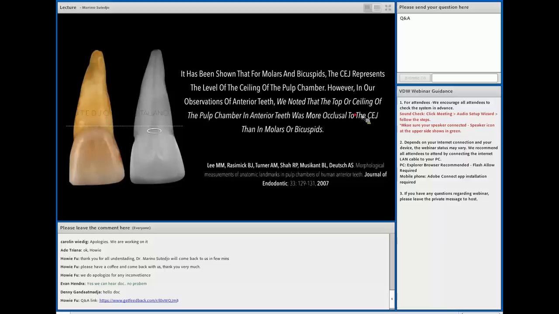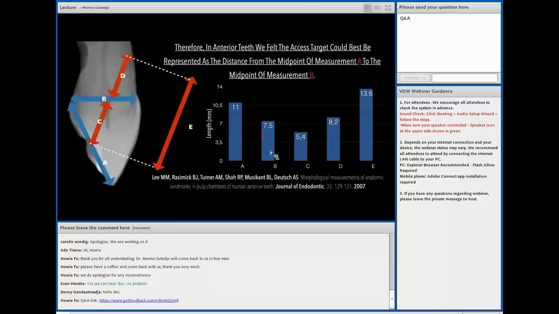And usually in the anterior, the top of the ceiling of the pulp chamber is actually more occlusal to the cemento-enamel junction. So if you can see, this is the line of the cemento-enamel junction. The roof is not here like in the posterior. The roof is a little bit more occlusal to this line, and then this is the roof. So we need to understand the differences between the anterior and the posterior.